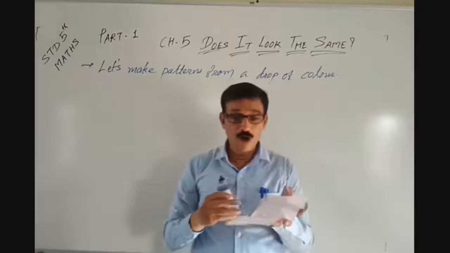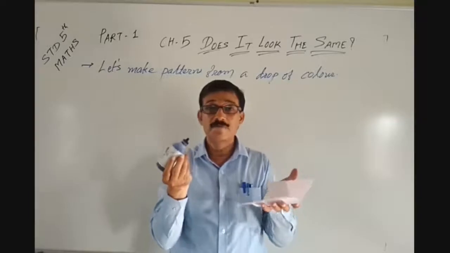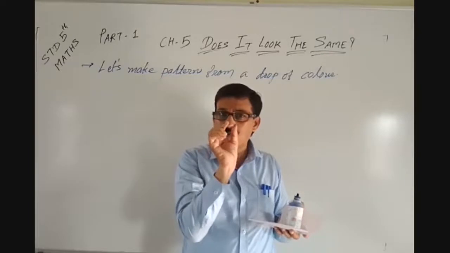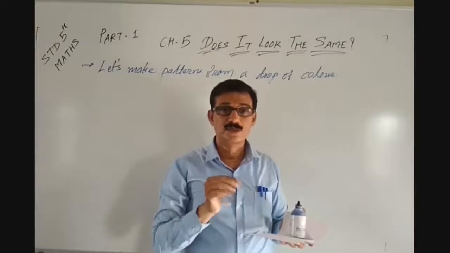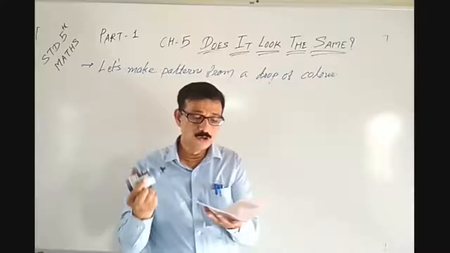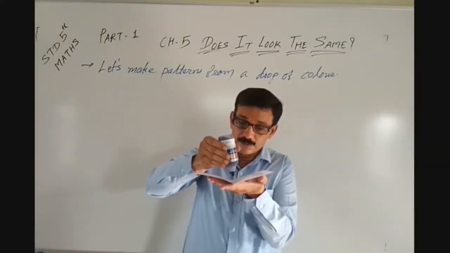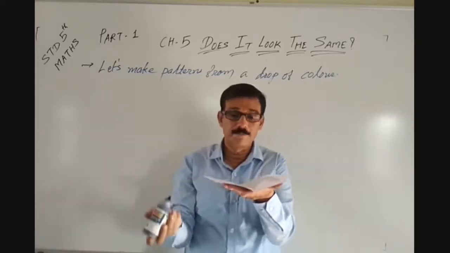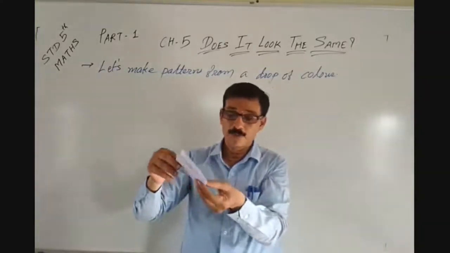Put a drop of color or ink. If you have color, no problem. And if you have nothing with you, then what will you do? Take a small amount of water and put some haldi into this. Then it will become yellow color. Okay, you can take any color. Then let me put a drop of ink onto this. Okay, sorry, one more drop has dropped.